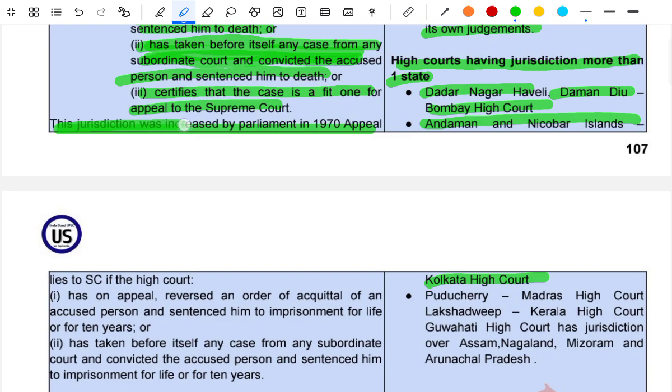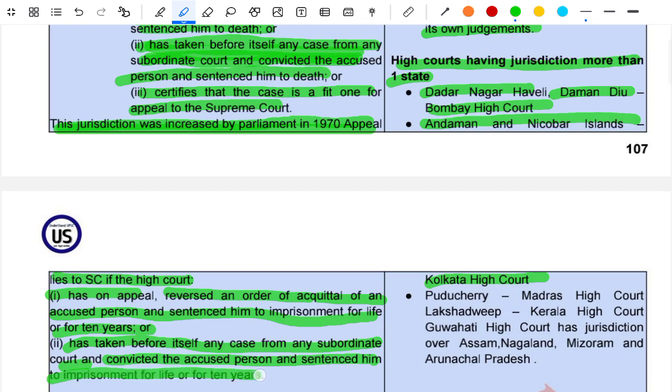This jurisdiction was increased by Parliament in 1970. Appeals to the Supreme Court from the High Court: First, has on appeal reversed an order of acquittal of an accused person and sentenced him to imprisonment for life or for 10 years. Second, has taken before itself any case from a subordinate court and convicted the accused person and sentenced him to imprisonment for life or for 10 years.